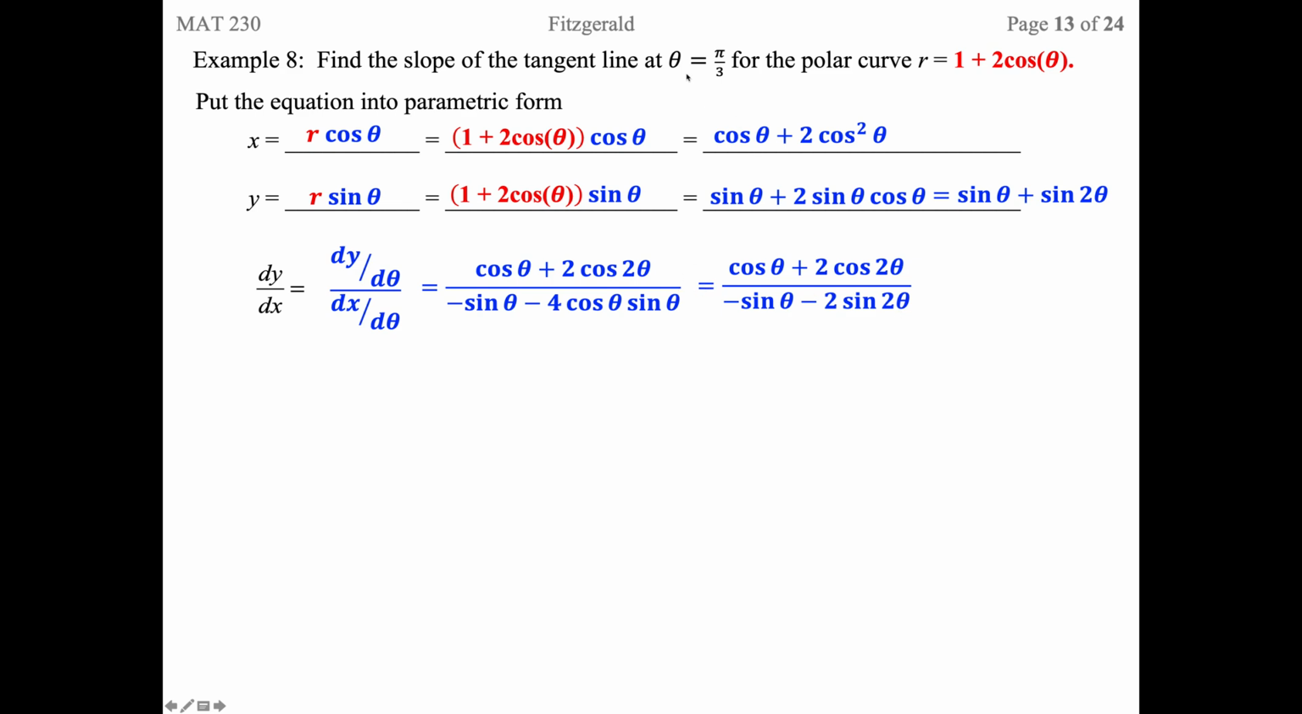All right, so to find my slope, we're now going to substitute in pi over 3 for all the thetas.